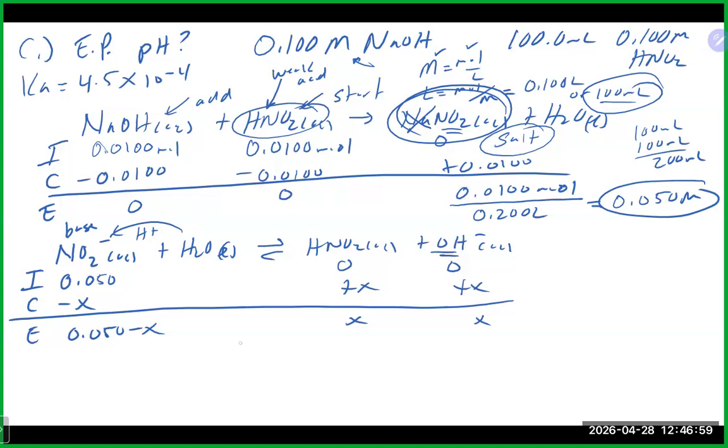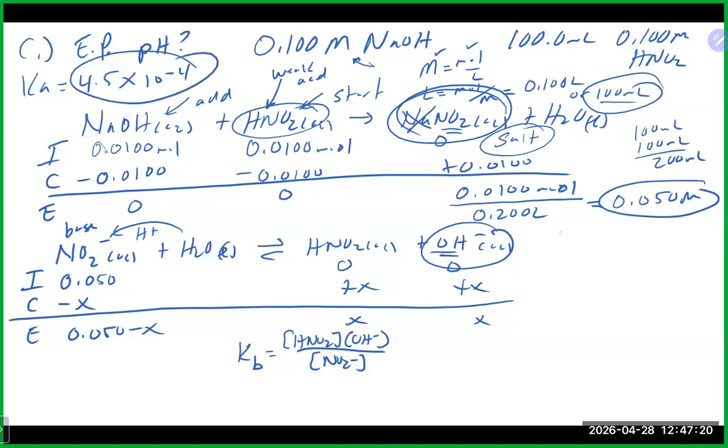This will go into our K expression here, products over reactants. And this is going to be a Kb, right? Because of this. And we do not have a Kb value. We have the Ka value given to us, so we do need to convert that. So our Kw is equal to Ka times Kb. That means our Kb will be 1 times 10 to the minus 14, which is Kw, divided by our Ka, 4.5 times 10 to the minus 4. That's going to get us here.